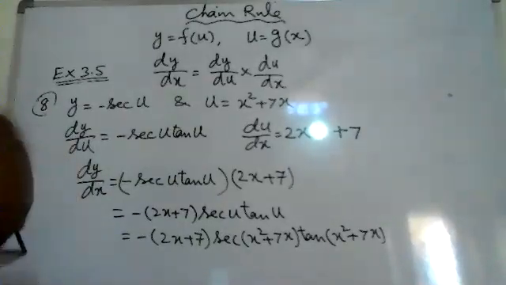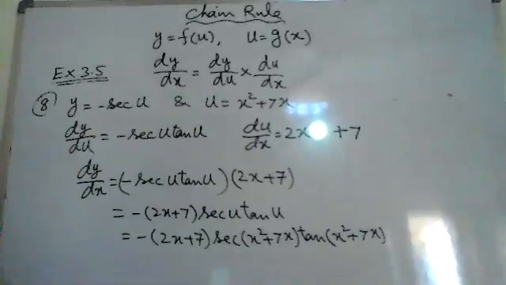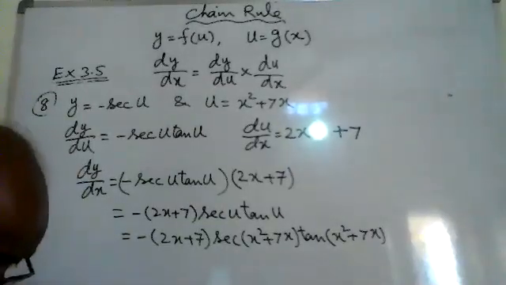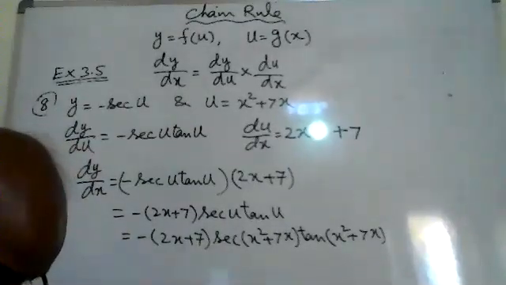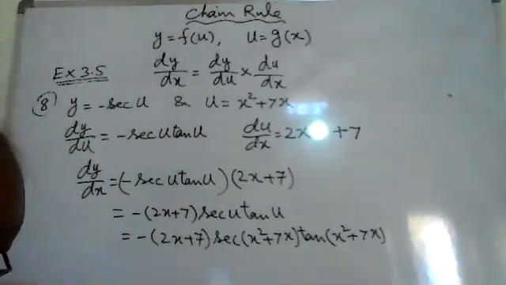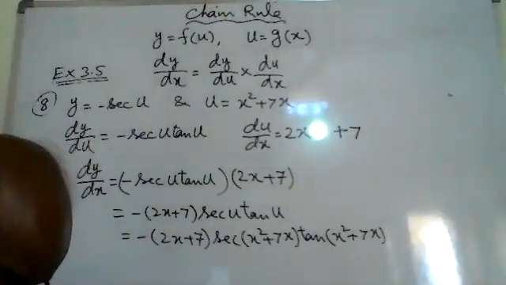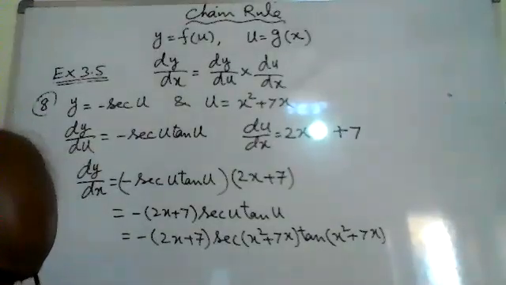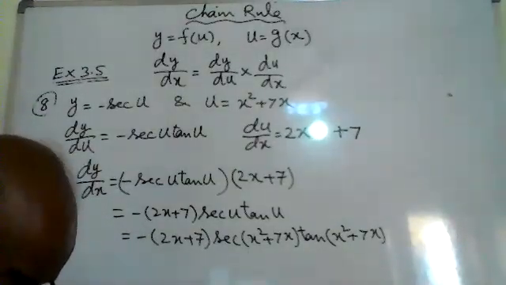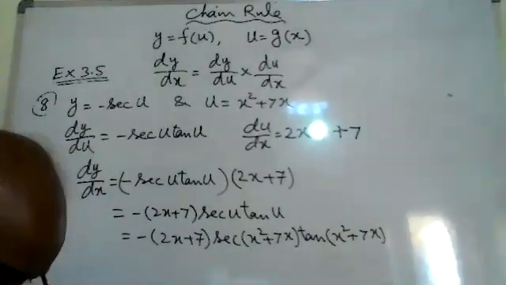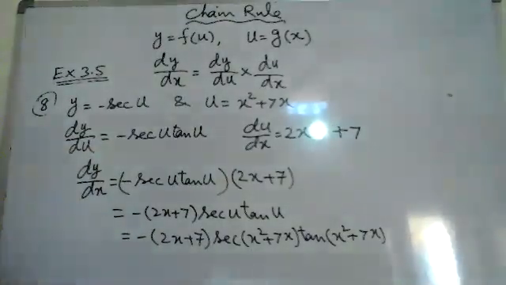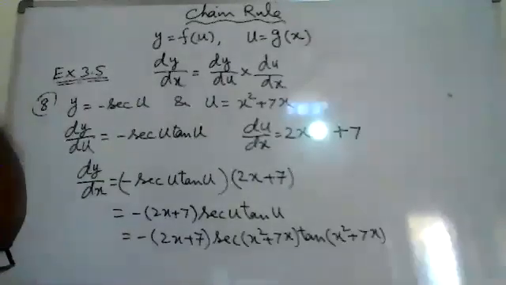So these were the questions where y is a function of u and u is a function of x. Now from question 9 to 18, write the function in the form y is equal to f of u and u is equal to g of x. Then find dy upon dx.